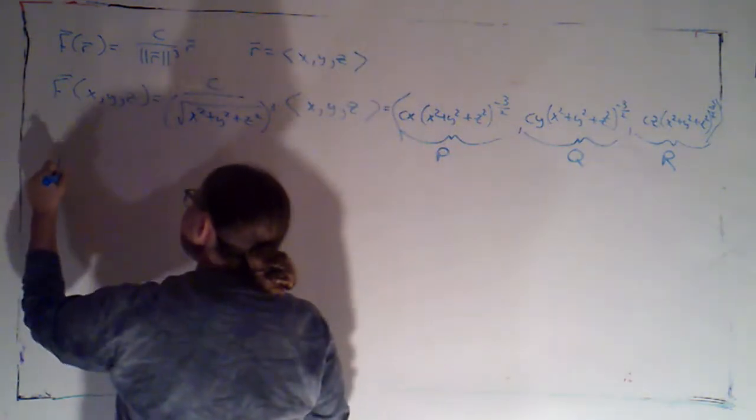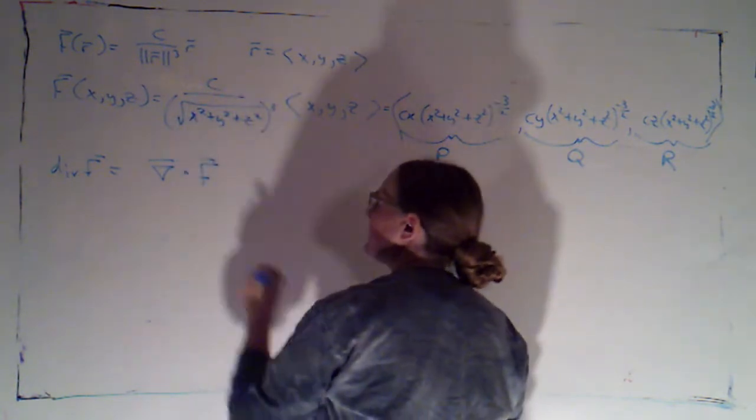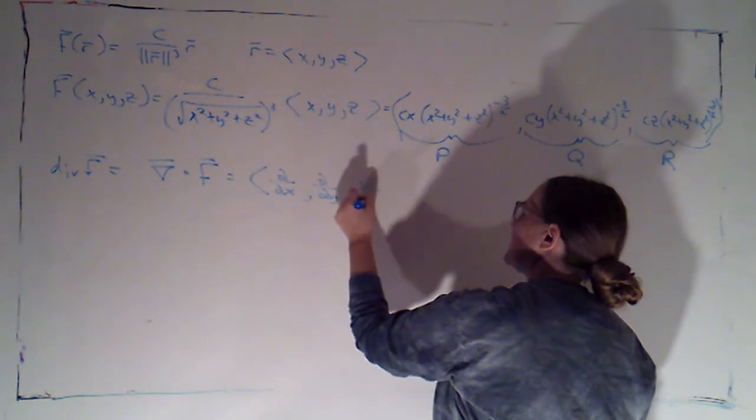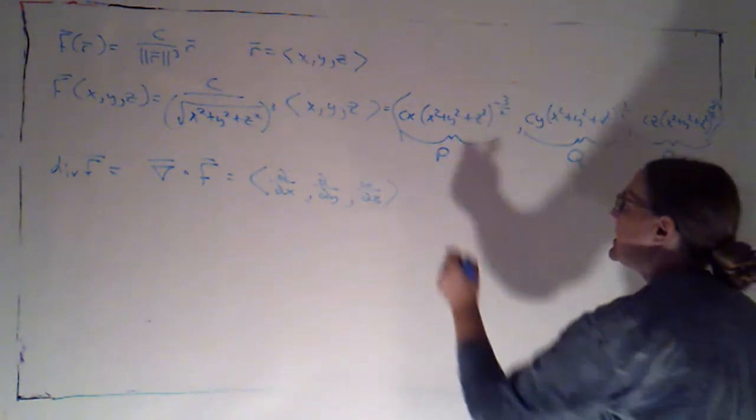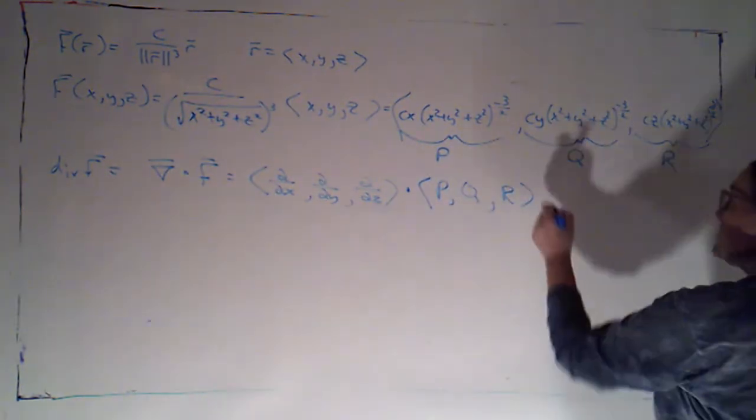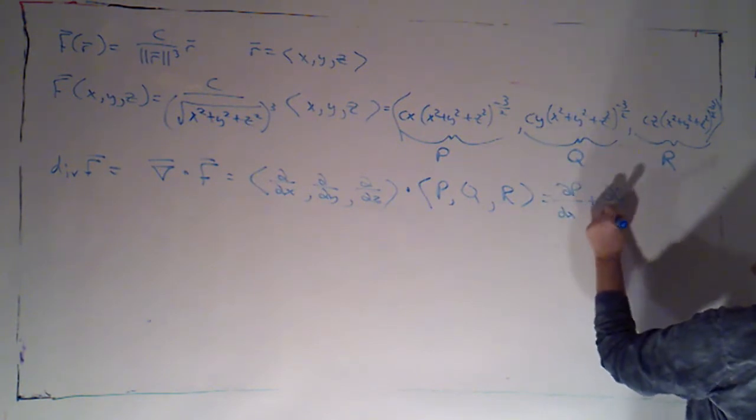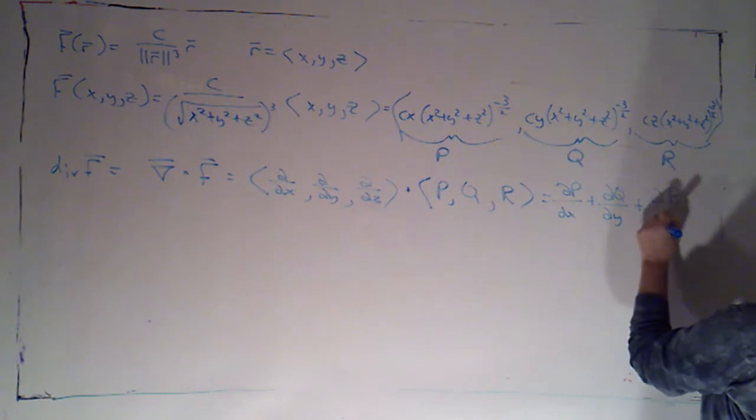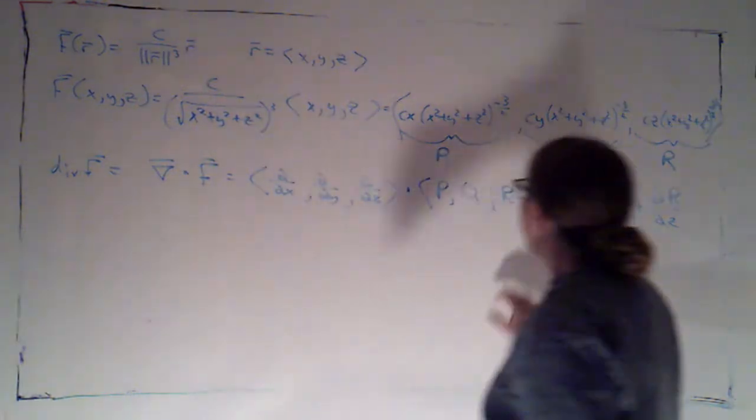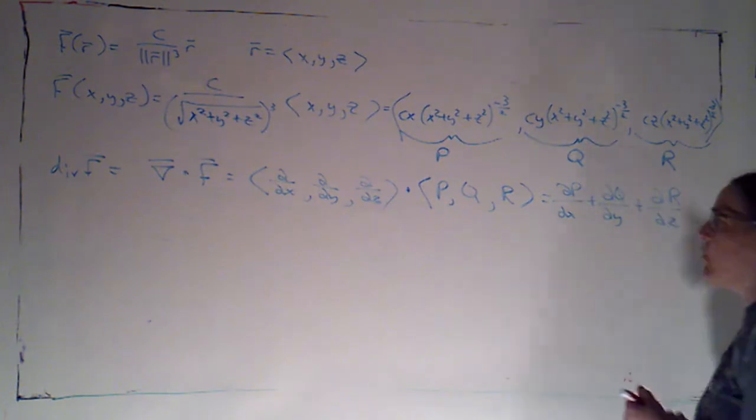If I'm calculating the divergence of f, that's just del dotted with f. So that's the del operator, whose components are just the partial derivative operators, dotted with p, q, r. So that's just going to be the partial of p with respect to x, plus the partial of q with respect to y, plus the partial of r with respect to z. Get a better marker here. Okay, so I'm going to calculate each one of these things. Because this kind of takes some space, I'm just going to do it one at a time.